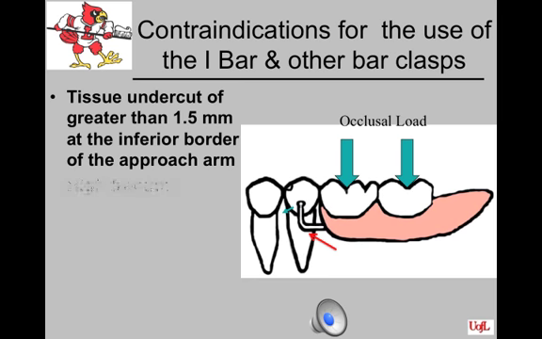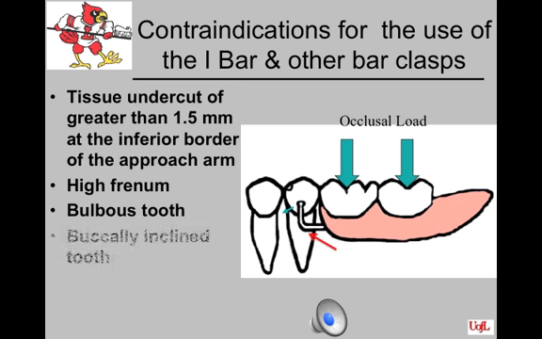We can also not use the bar if there's a real high frenum attachment because when the frenum or the muscle is in function, it would drag along the bottom of the bar and it would be cut. If the tooth is extremely bulbous, then it is highly likely that the bar would extend out away from the mucosa and cause the same problem that we talked about with an undercut greater than 1.5. That's also true when the tooth is very buccally inclined.